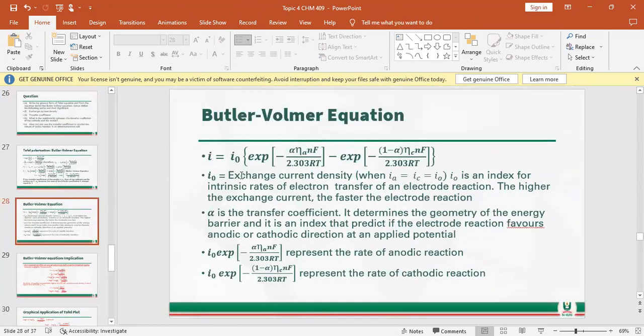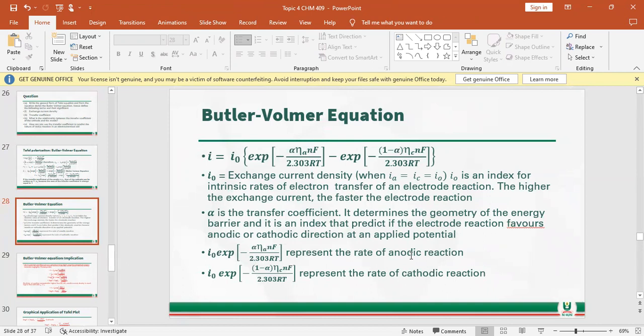In the Butler-Volmer equation, you can see the equation is written. IO is the exchange current density when IA is equal to IC. IO is an index for intrinsic rate of electron transfer of an electrode reaction. The higher the exchange current, the faster the electrode reaction. Take note of that. Alpha is the transfer coefficient. It determines the geometry of the energy barrier, and it is an index that predicts if the electrode reaction favors anodic or cathodic reaction and applied potential.